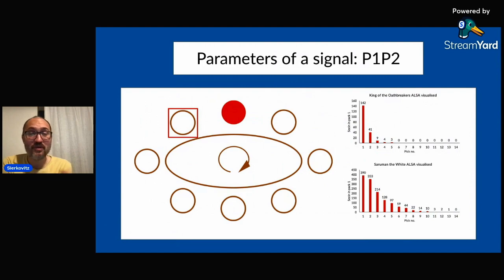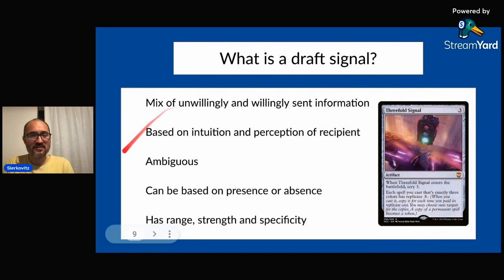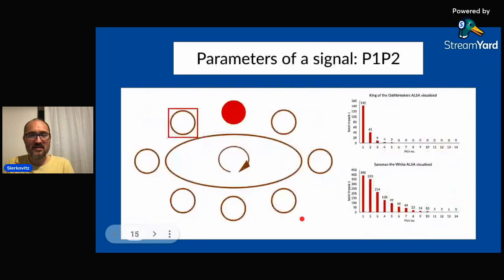That's absolutely your call, but this is the signal that you should be reading, and looking at what's missing is part of reading that signal there. The problem with the pack 1, pick 2 signal is that it only covers this one player, so it's a very small range. Remember when we were talking about the definition of the draft signal, I talked that it has range, strength, and specificity. So this signal has a very small range. It has decent specificity, because that's something that happens only 25% of the time. But yeah, it only tells you about your direct neighbor.